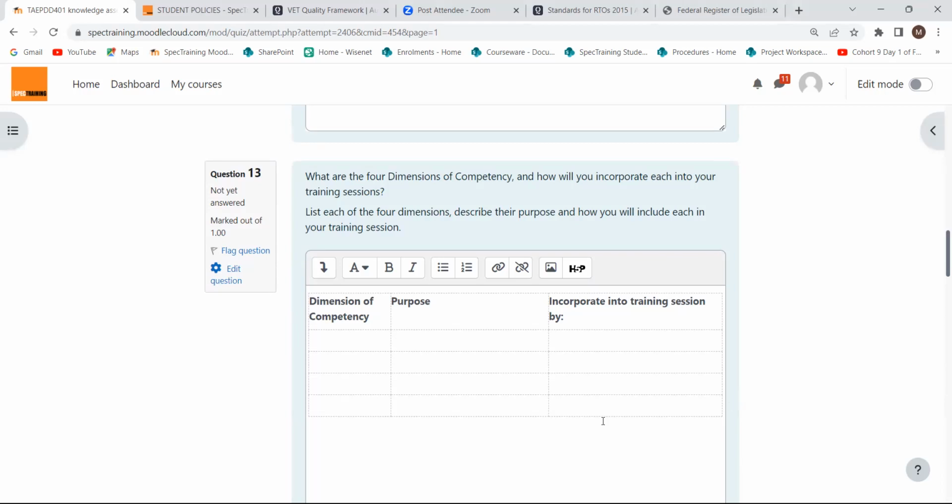But essentially, the first one here, task skills. The purpose is basically, or the way that it shows up, or the meaning of it. Task skills is the measurement of the ability to perform the task or to complete the task. Okay. Incorporate into training session by, well, having specific tasks that you are training people towards and against. Okay. So the second one is task management skills. And that is all about preparing to do the task and doing the task while other things are going on.